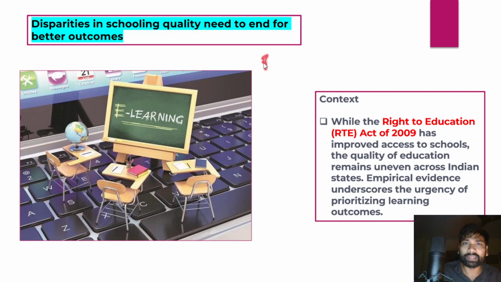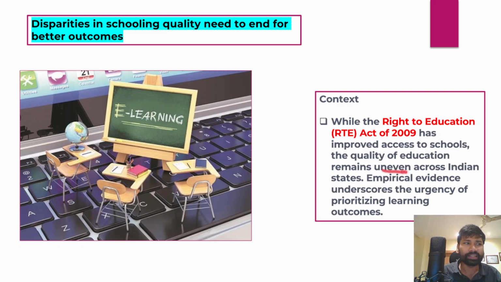We all know that the Right to Education Act was passed in the year 2009 to provide universal education for children who are 6 to 14 years of age. So free and compulsory education for children in the age group of 6 to 14 years. When the Right to Education Act was enacted, it significantly improved access to schools. However, even though access to schools has significantly improved, the quality of education remained uneven.